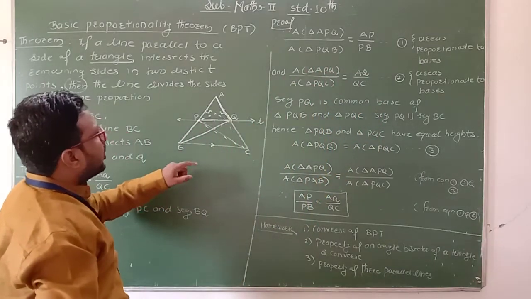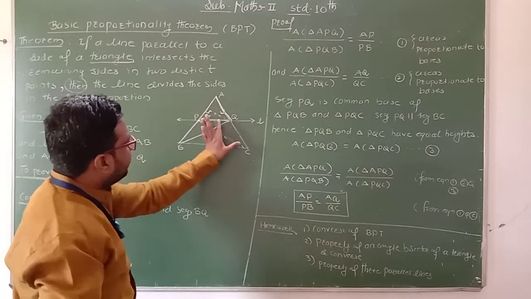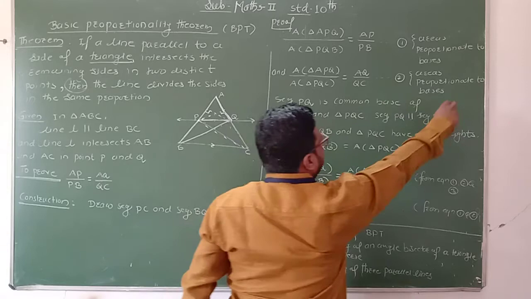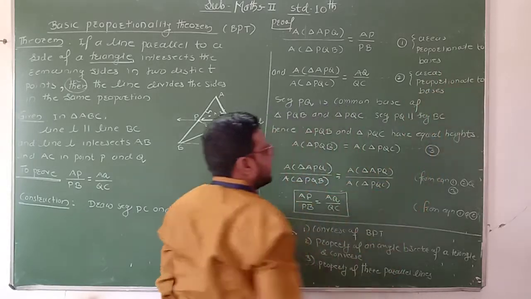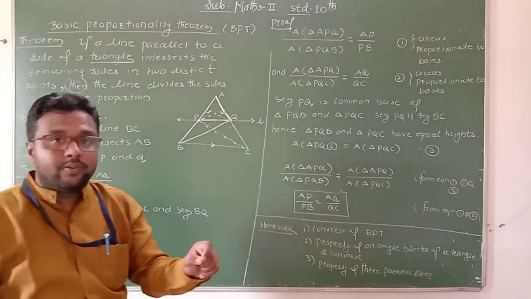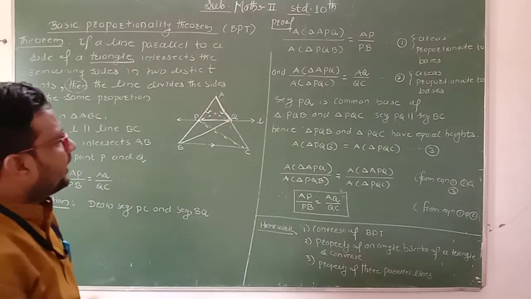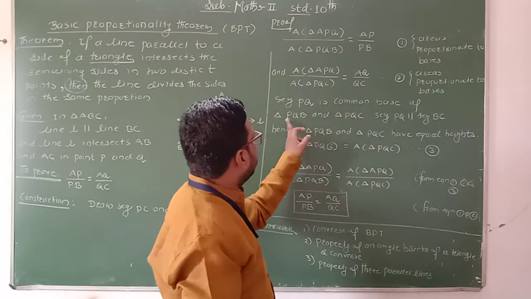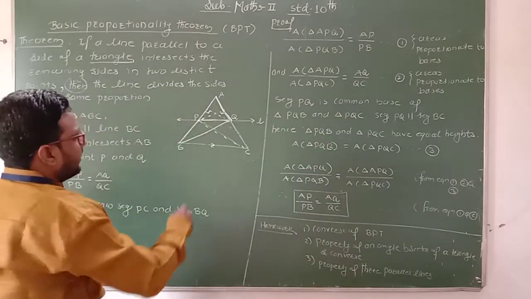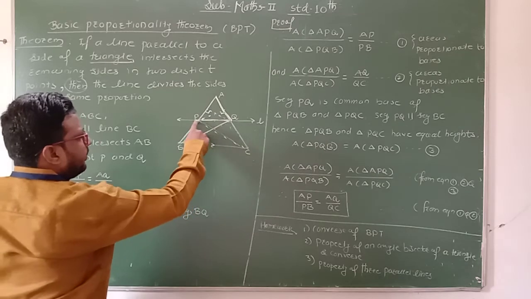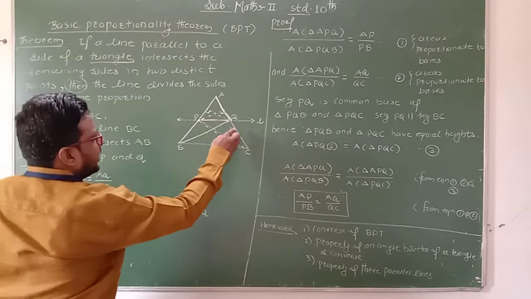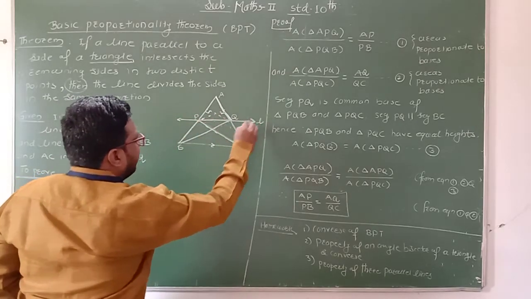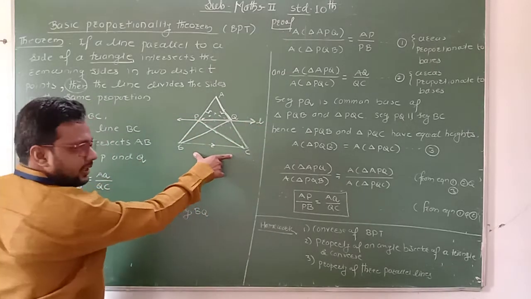And what is the base for the PQC? This is QC. Therefore we write here QC. Equation 2: again here we write area is proportionate to bases, because these two triangles have equal heights. Then next we write the statement: segment PQ is the common base of PQB and PQC. These two triangles lie between the parallel line L and the line BC.